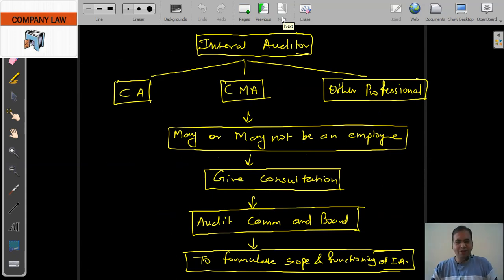I hope you have understood all these provisions very well. In the next chapter, next session, we are going to start with the audit and auditors provisions.